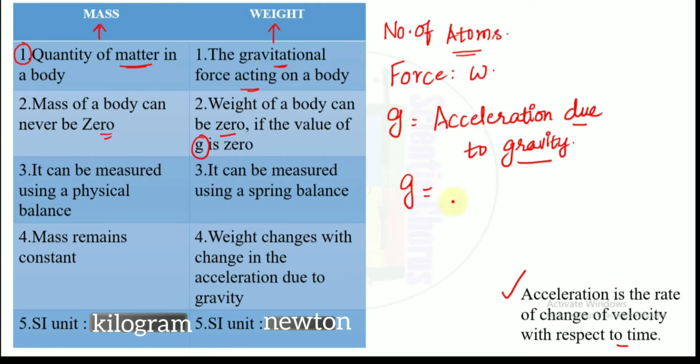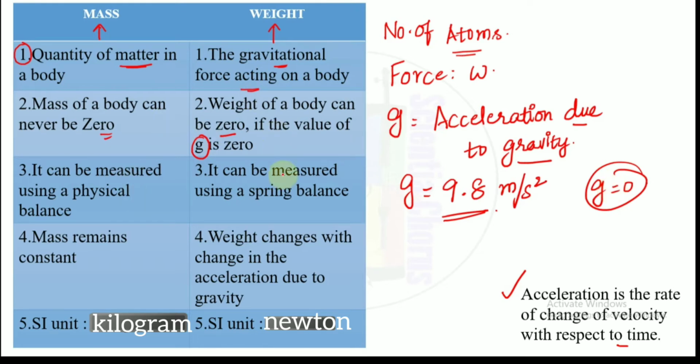g is equal to 9.8 meters per second squared. If this value becomes zero, g equal to zero, then the weight of the body can also be zero. To put it in a very simplified way, if in a place there is no gravity, then the weight will also be zero.